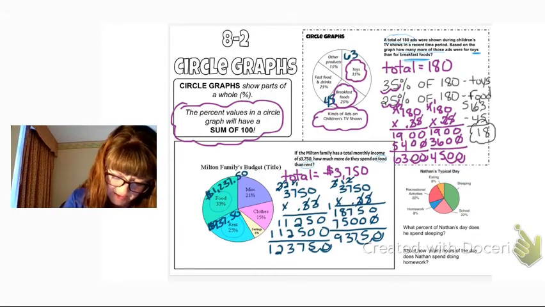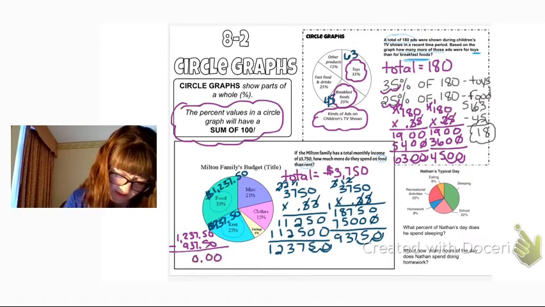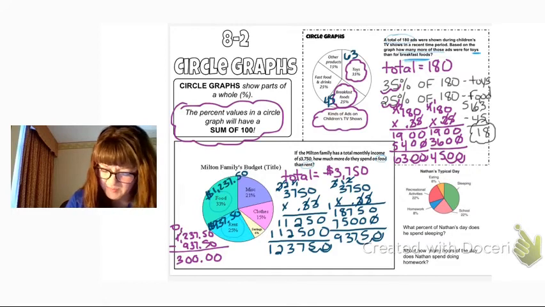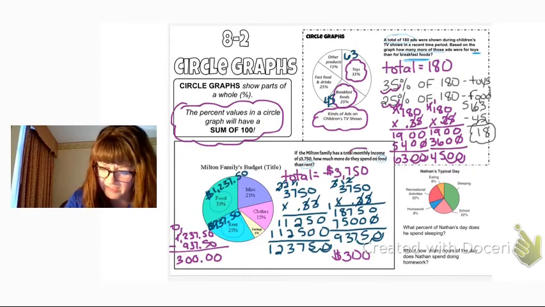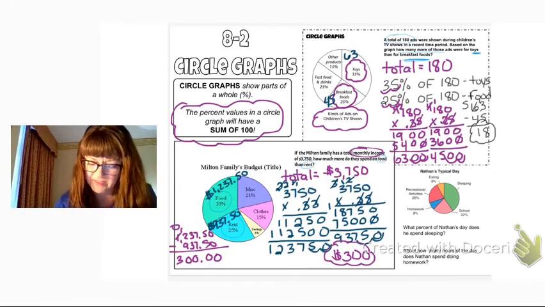just need to subtract. So $1,237.50 minus $937.50. And we'll just subtract. So 0 minus 0, 5 minus 5, 7 minus 7, 3 minus 3. Can't do 2 minus 9, so I'll borrow. And 12 minus 9 is 3. So they spend $300 more, and this was monthly income. So they spend $300 more per month on food than they spend on rent.